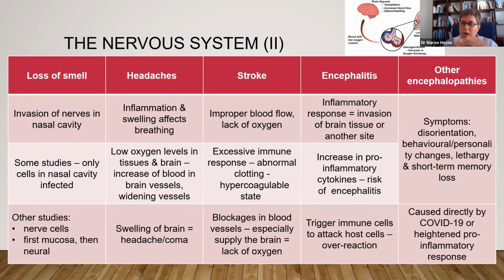Stroke I've spoken about: you have a blood flow that's restricted, so a blood vessel going up to the brain gets restricted with abnormal clotting, and that blockage in the blood vessel will cause a stroke. Encephalitis is when you have this inflammatory response, there's an invasion of the brain tissue, and cytokines being released, but then you get the cytokine storm. You have too many of those cytokines attacking not just the virus, but also healthy cells.